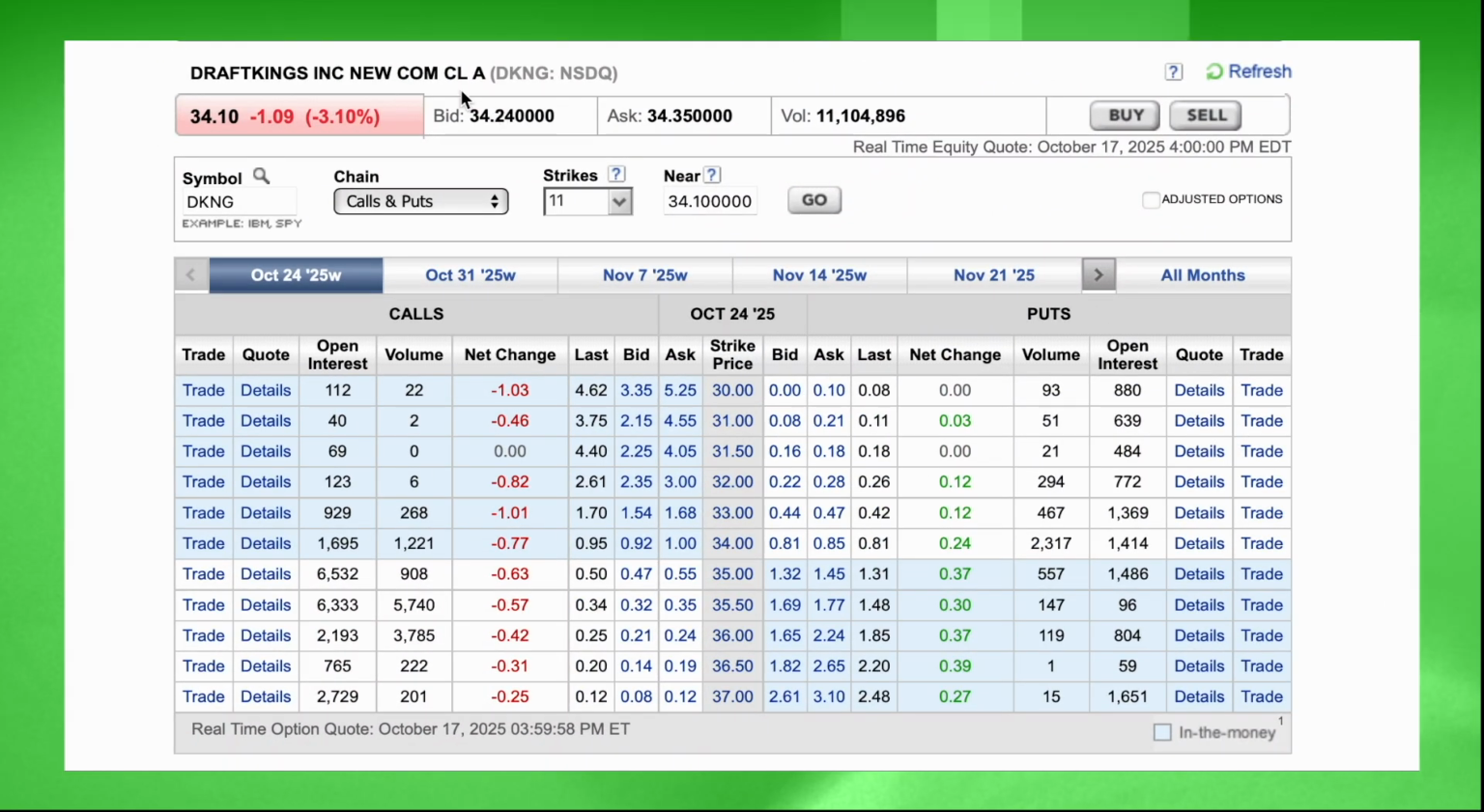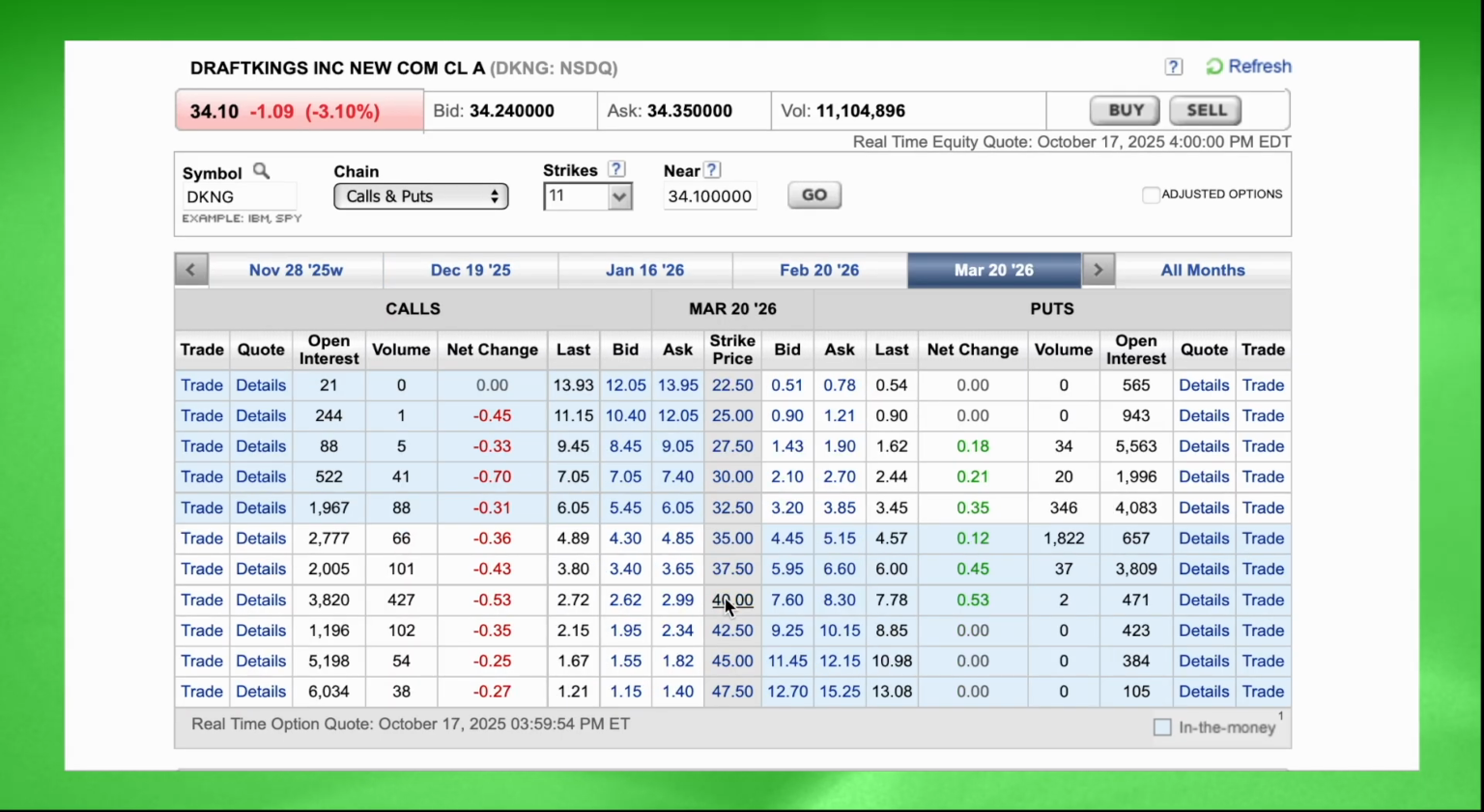Okay, so in our second example, we're going to look at DraftKings, which is another one of my favorite stocks, and I placed a call option last week on it, and I'll show you that later in the video. And you can see that it's trading at $34.10. Fubo was trading at $3.40. So we would select a date. Let's select March 20th, and we see the strike prices in the middle.